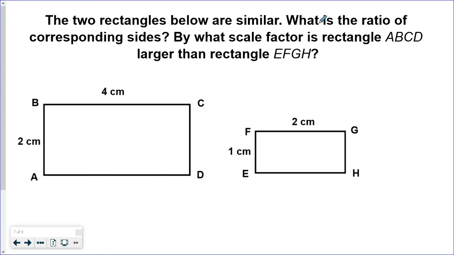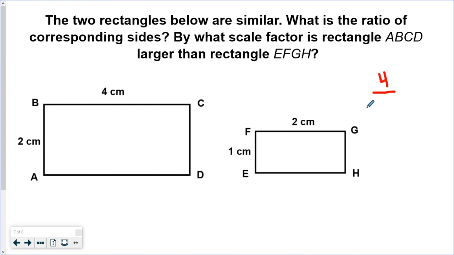What it's asking for is, what is the ratio of the corresponding sides? If you can figure out the ratio, scale factor is the exact same number. So what's the ratio? Ratio means we've got to have one number over another. So let's take a look here. Let's say BC. We know that BC is 4 centimeters. So I'm going to write 4 on top.